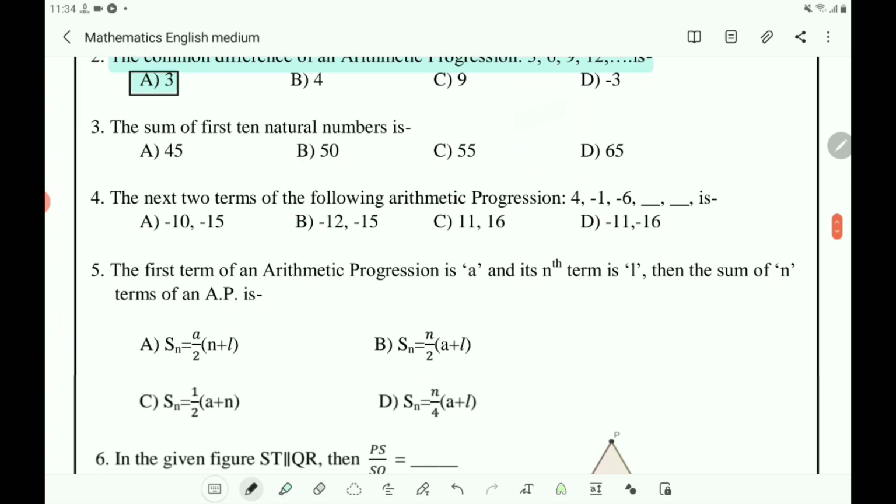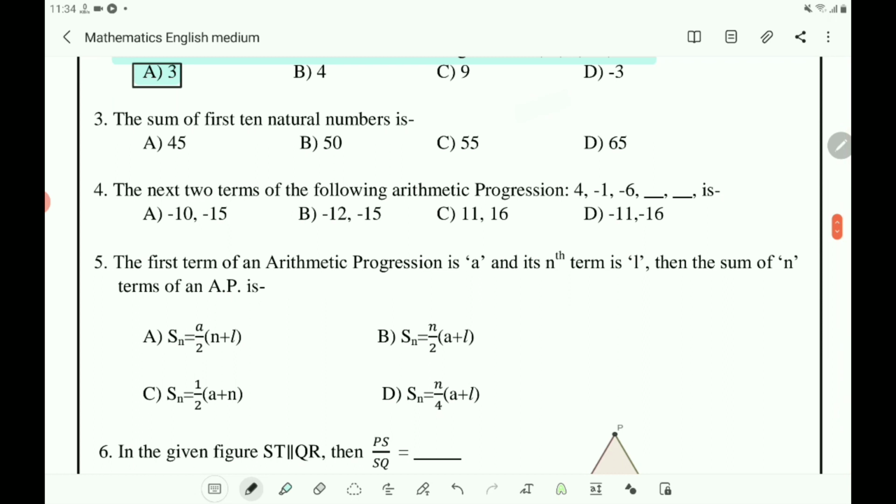Next, take question number 3. The sum of the first 10 natural numbers is. Again, this question is repeated. You know the formula, n into n plus 1 by 2. It was already discussed in the previous question papers.